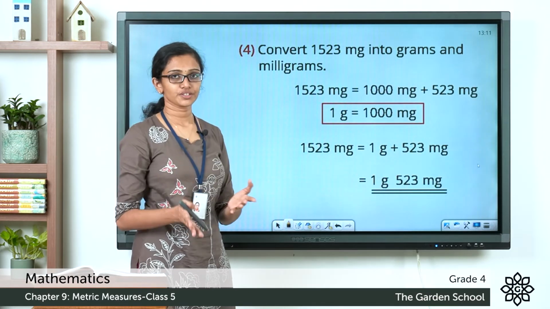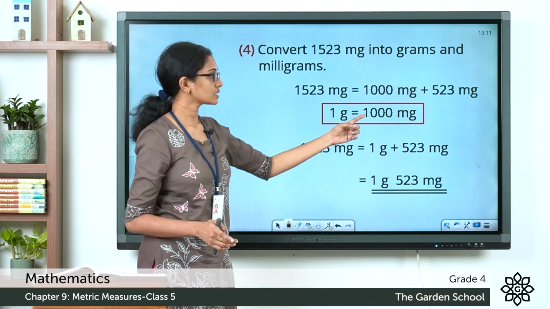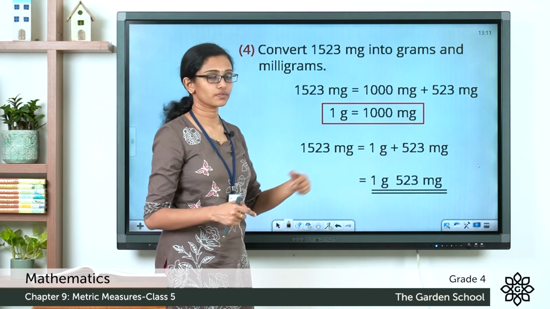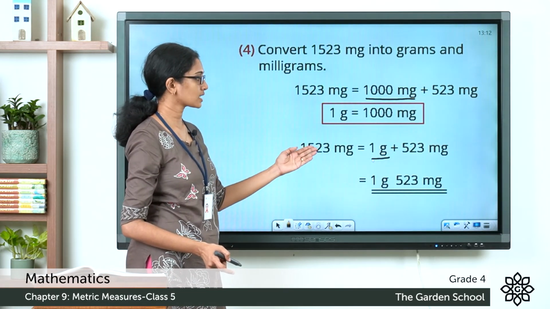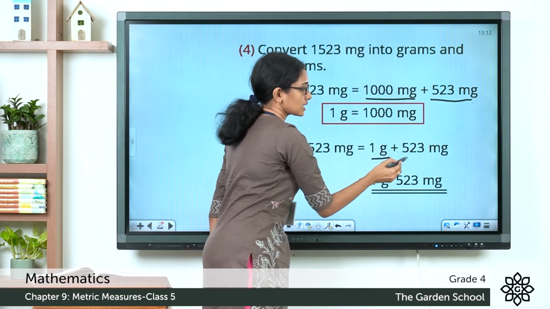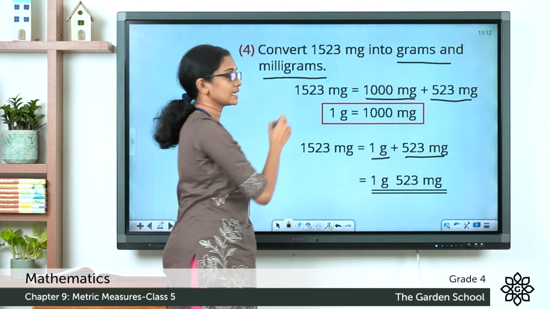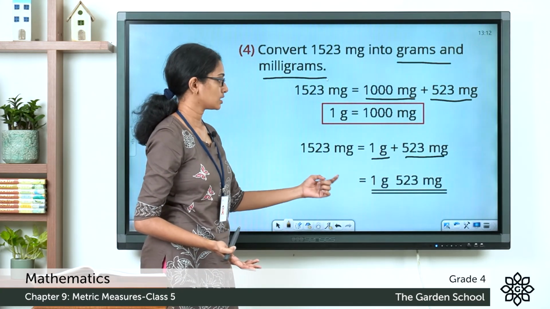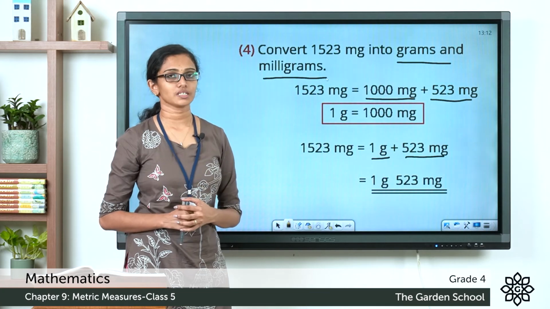So let's see the steps. First you split the given measurement as 1000 milligram plus 523 milligram. We already know 1000 milligram means 1 gram. Now, we are going to replace this milligram in terms of gram. So, let's write this 1000 milligram as 1 gram here. So, 1523 milligram equals 1 gram plus the 523 milligram. Why are we writing like this? To represent this as a combination of grams and milligrams as asked in the question. So, this is the same as writing them together like this. It is equal to 1 gram 523 milligram, a combination of grams and milligrams. I hope this question is clear to you.